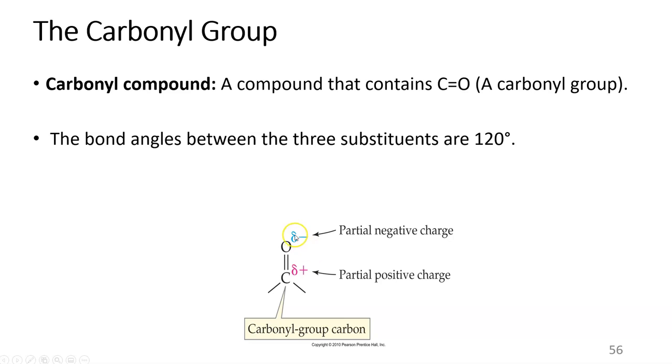One of the big things that we need to know about it is this oxygen is going to pull electrons from the carbon because of those electronegativity differences. So we'll have partial negative charges on this oxygen, partial positive charges on this carbon. And this carbon also is going to have a 120-degree bond angle. So it's going to be trigonal planar, and it's also going to be sp2 hybridized because one of the p orbitals is unhybridized in order to form that pi bond.